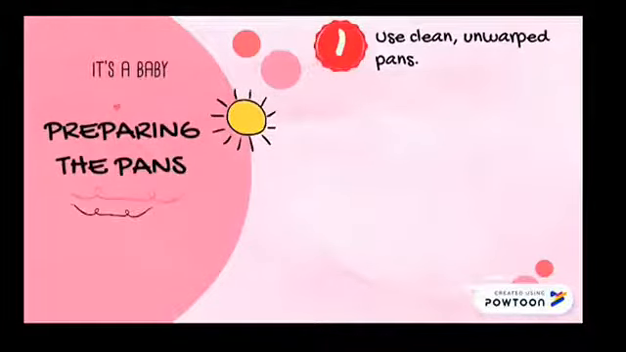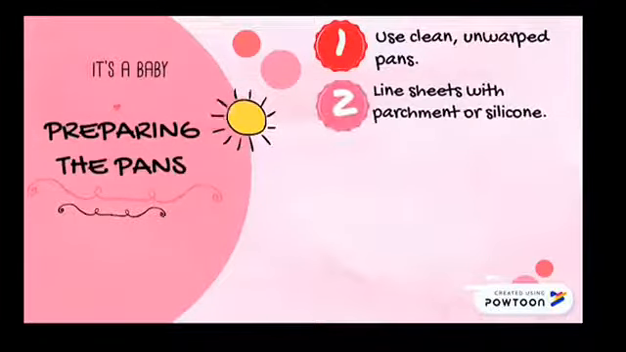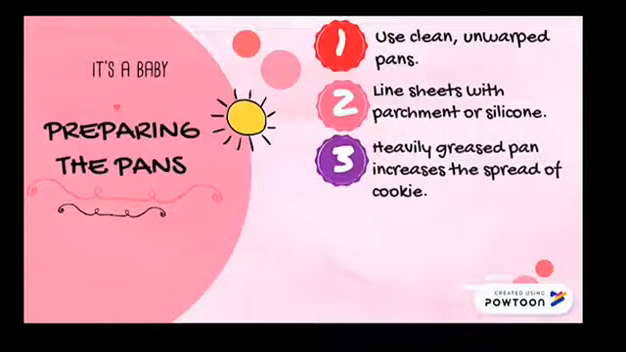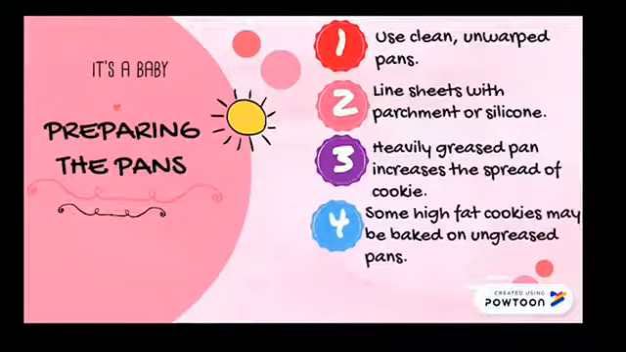Preparing the pans. Use clean and unwarped pans. Line sheets with parchment or silicone. Heavily greased pans increase the spread of cookies. Some high-fat cookies may be baked on an ungreased pan.